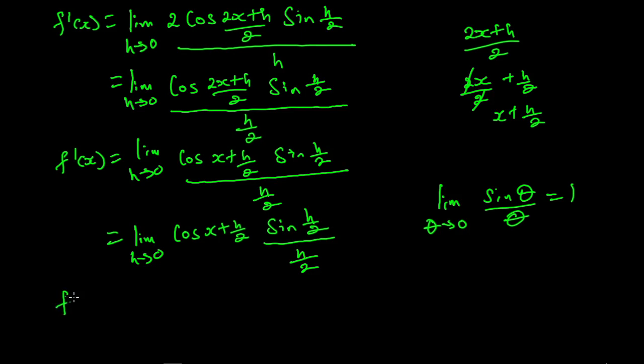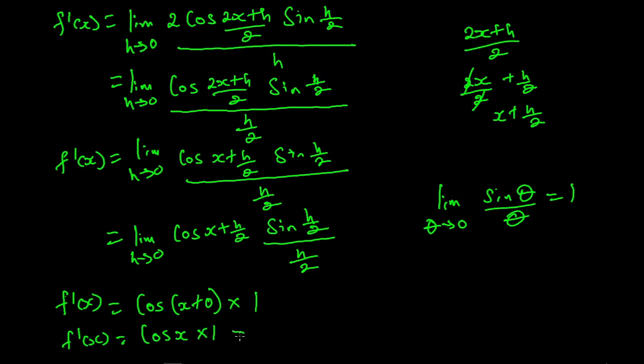In that case, our f prime of x is going to be, as h approaches 0, that means this limit will be removed. Then we have cos x plus h over 2, as h approaches 0, this is going to become cos x. Sine h over 2 divided by h over 2 as h approaches 0 is therefore going to be 1. So that means our f prime of x is going to be cos x multiplied by 1, which is the same as cos x. If y is equal to sine x, that means the derivative of y with respect to x is going to be cos x.